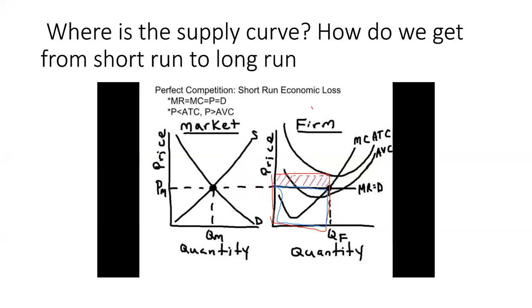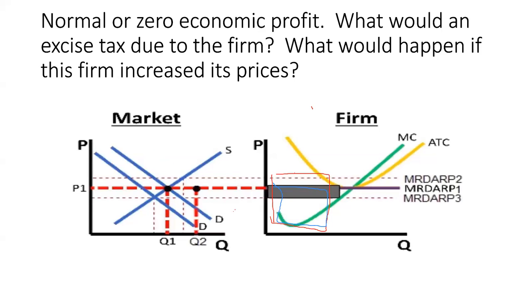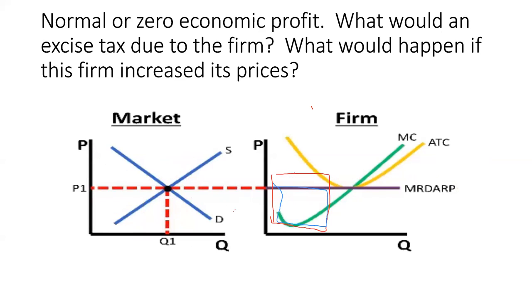All right, at zero economic profit, supply, demand, what question did I ask at zero and normal profit? Okay. All right. So there it is. And that could be considered normal or zero economic profit.